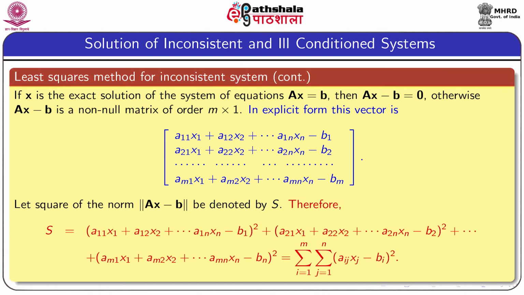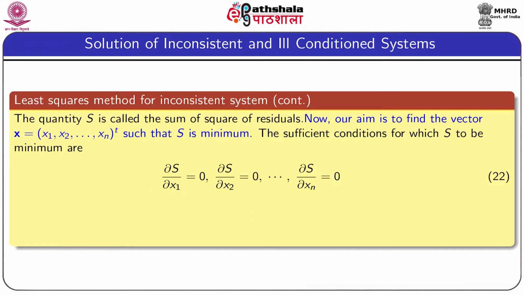Therefore, s is given by this formula, s equal to summation i equal to 1 to m of the quantity summation over j equal to 1 to n aij xj minus bi, whole square. The quantity s is called the sum of square of residuals. Our aim is to find the vector x such that the sum of square of residuals s is minimum.